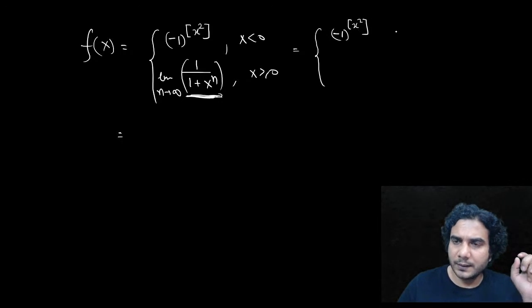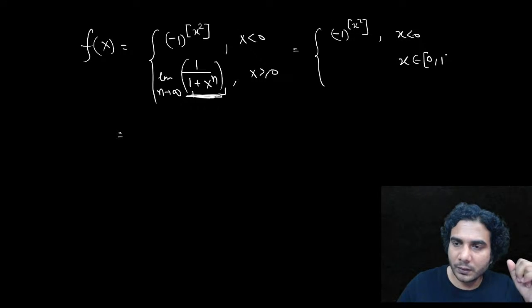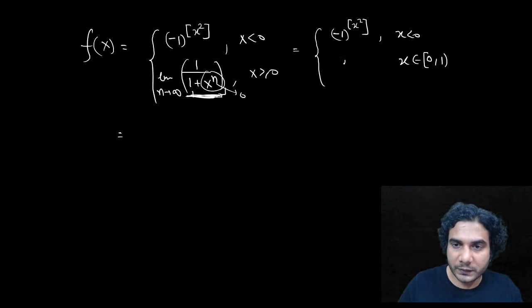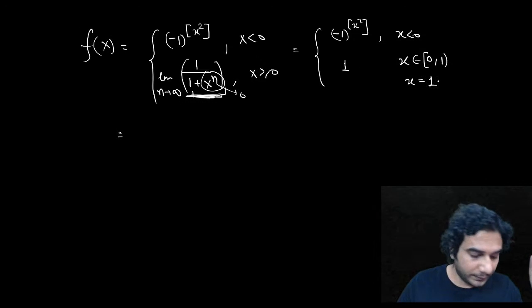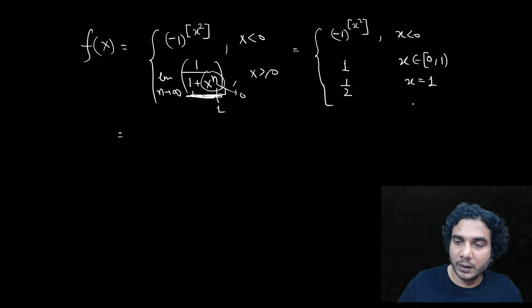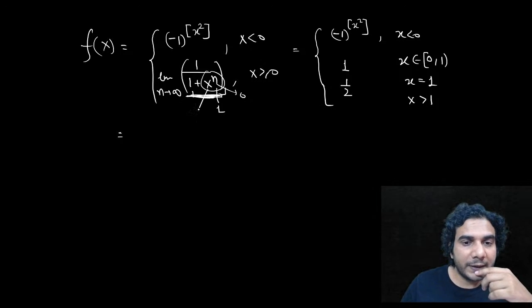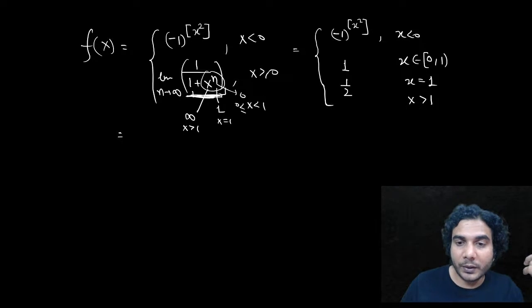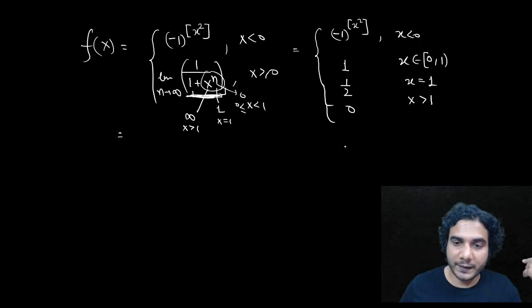Leave this as it is for x less than 0. Let's crack this one. So when x belongs to 0 to 1, including 0, excluding 1, then x raised to n will be 0, right? Because any number which is between 0 and 1 in magnitude, raised to infinity, will approach 0. So it is 1 upon 1 plus 0, so it is 1 only. So f(x) is 1. When x is equal to 1, then x raised to n will be 1. So it is 1 upon 1 plus 1, so 1 by 2. But when x is more than 1, then x raised to n will approach infinity, and 1 upon 1 plus infinity means 0.